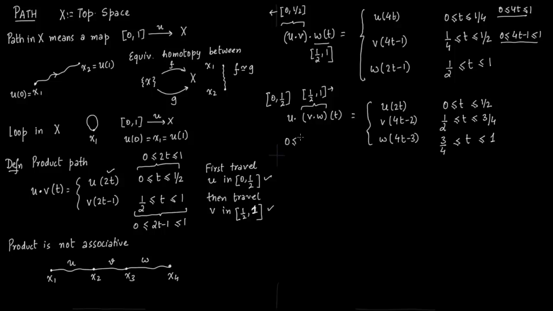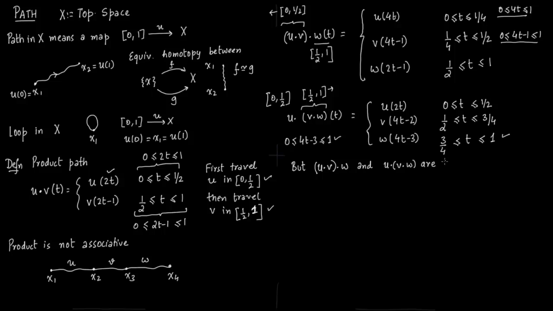So again notice how this 4t minus 3 comes. This 4t minus 3 has to lie between 0 and 1, and then this thing has to agree with this interval, 3 by 4 less than or equal to t less than or equal to 1. So now you can clearly see that the product is not associative. The functions you got, first travel u, then travel v, and then travel w, in both the cases are not equal to each other. But we can solve this problem because these two paths are homotopic to each other.